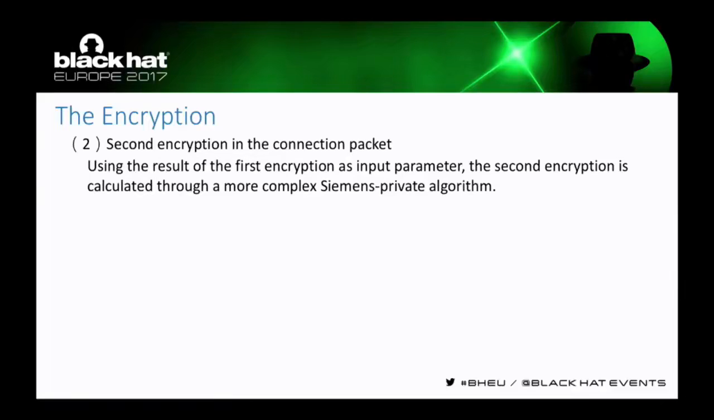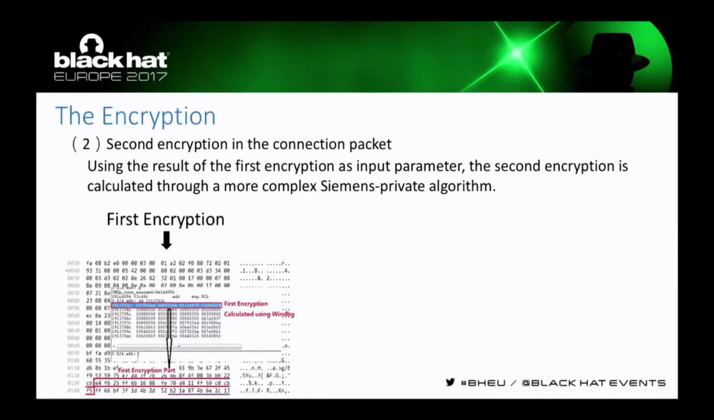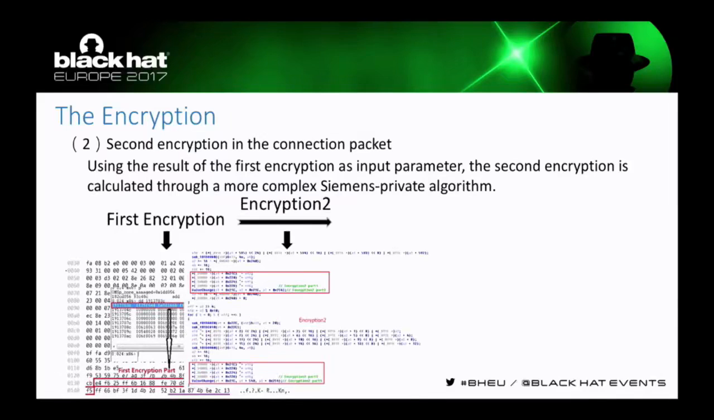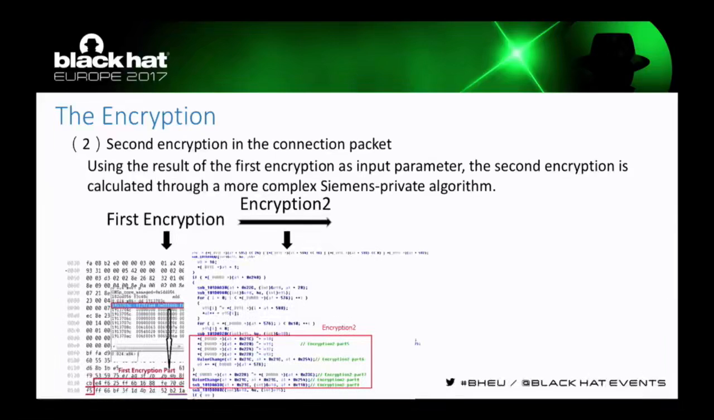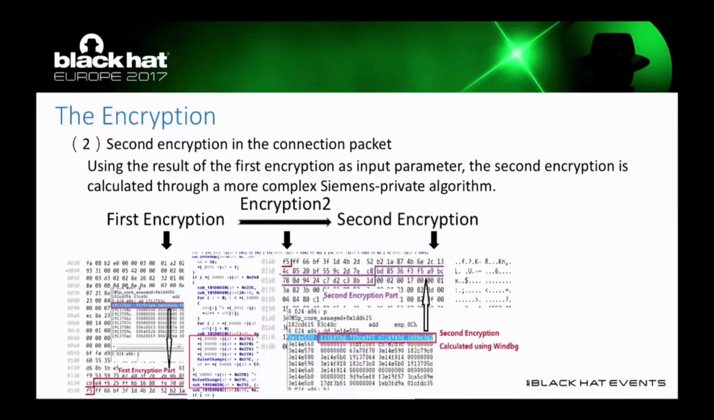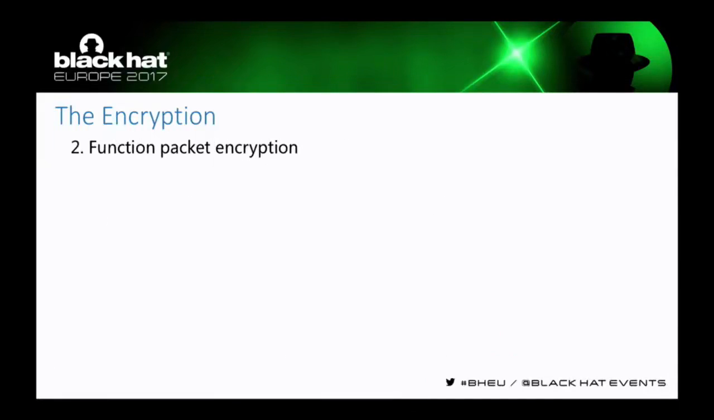Continuing the reverse debugging, we can find the second encryption part in the second connection request packet. We use the first encryption result as the input parameter. Through a more complex Siemens private algorithm, which we call encryption 2, we can get the second encryption. With these two encryptions calculated, the connection part can be finished.